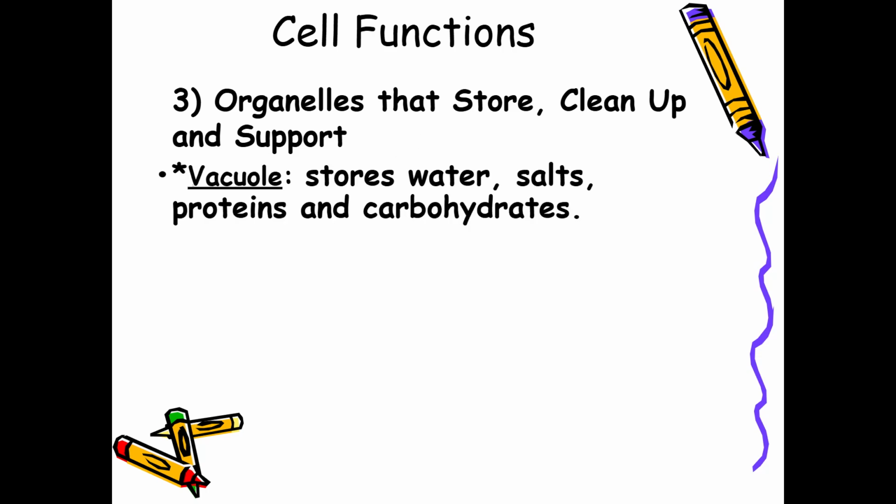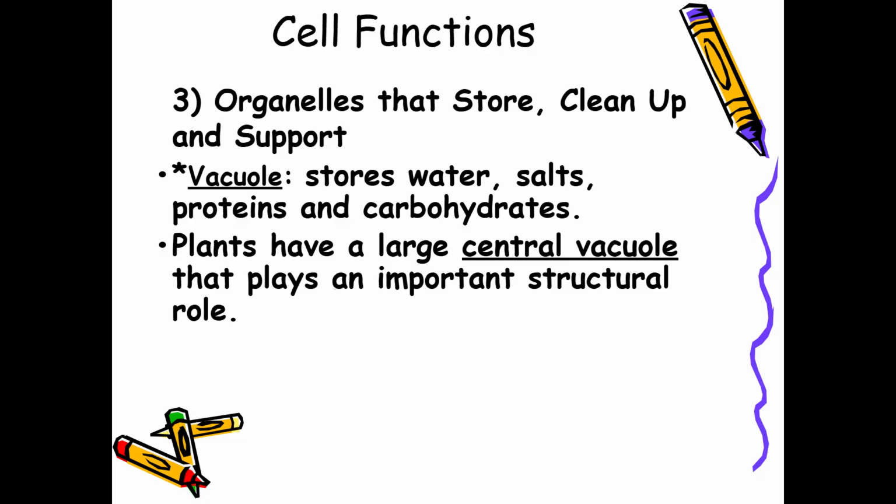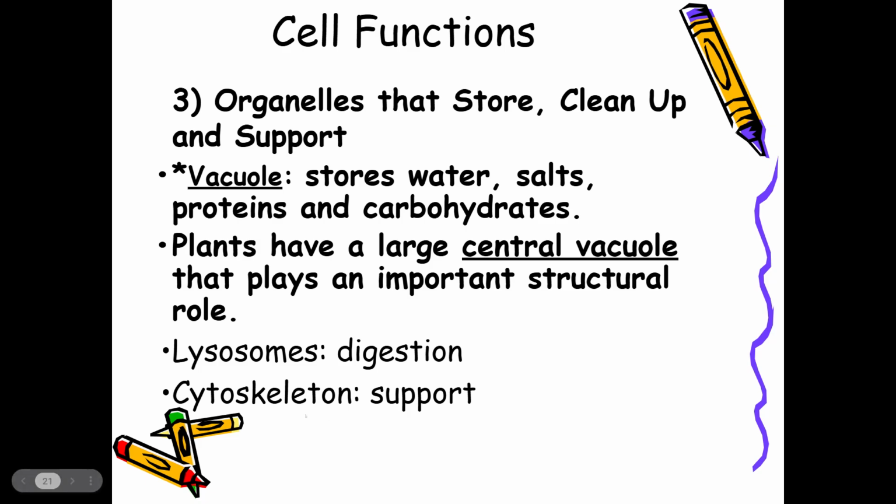The first one is the vacuole. And vacuoles store water, salt, proteins, and carbohydrates. We'll talk more about those in a second. Plants have a large central vacuole, okay? And then lysosomes are our other ones. So you're writing down vacuole and lysosomes. So organelles that store, clean up, and support is the first thing you write, and then you write the vacuole, and lysosomes are our two organelles in this category of organelles. And the cytoskeleton can support, that works. So then you're also writing the cytoskeleton, okay? So vacuole, lysosomes, cytoskeleton.